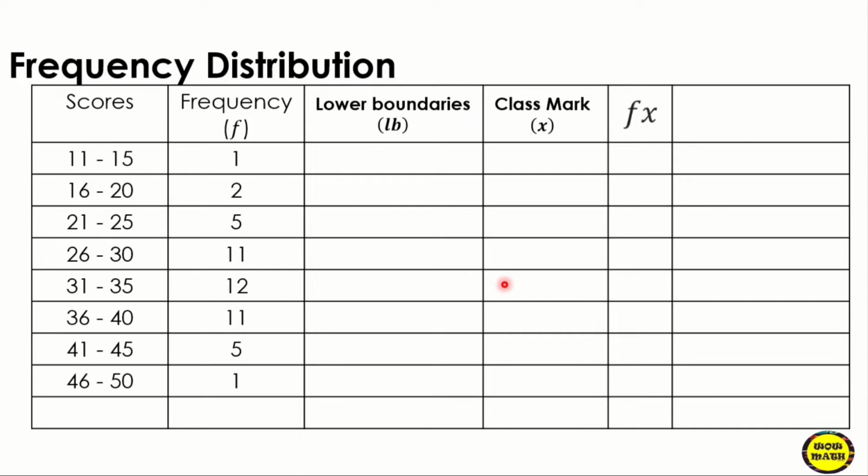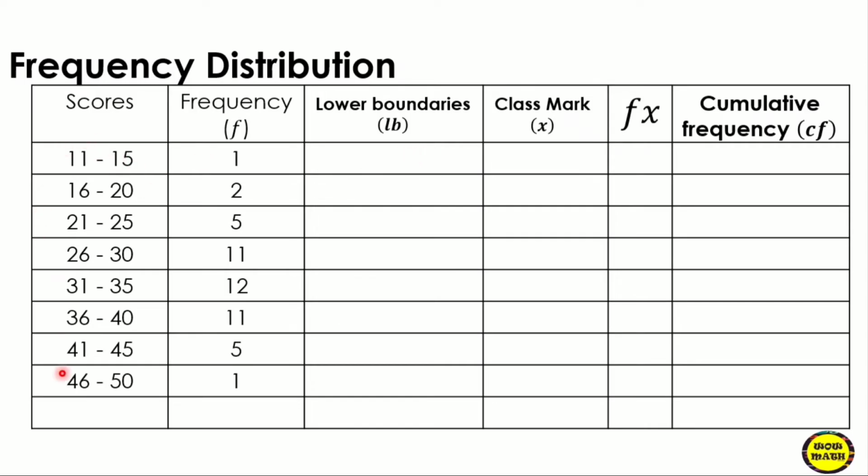So, class mark, and then fx, or i-multiply natin yung frequency and the class mark. And then the cumulative frequency. Kasi kapag na-kompleto natin ito, madali na lang sa atin mamaya ang pagkuha ng data sa pag-compute ng mean, median, and mode. For the lower boundaries, saan natin kinukuha yung lower boundaries?